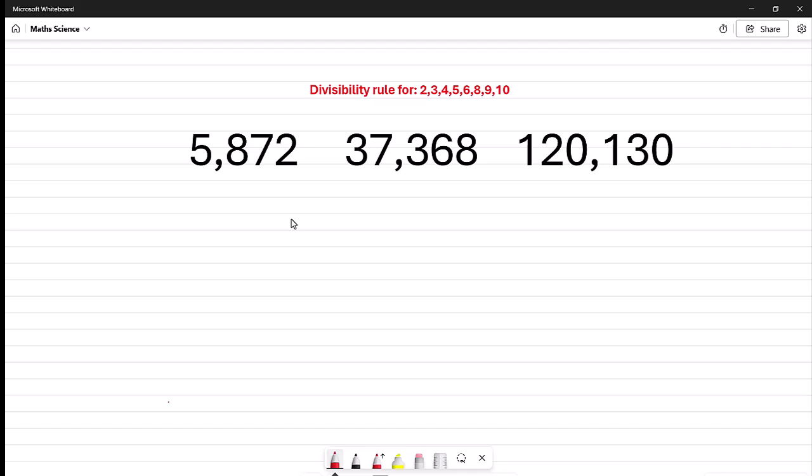In this tutorial, we are going to learn how to check if a number is divisible by 2, 3, 4, 5, 6, 8, 9, and 10. So I have three numbers here. I have a 4-digit number, a 5-digit number, and a 6-digit number.